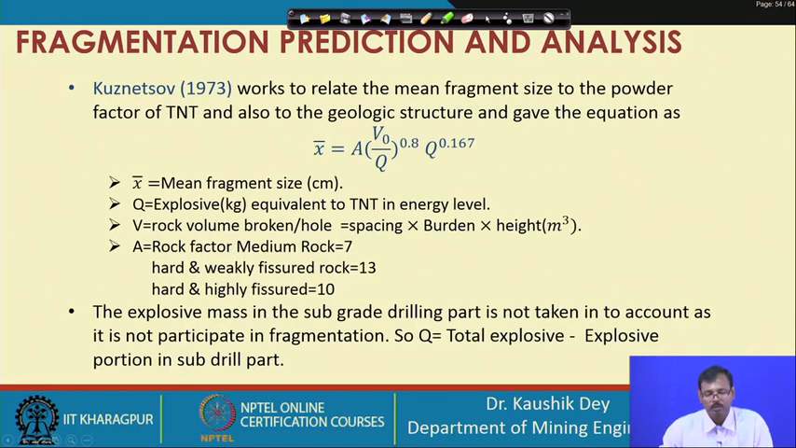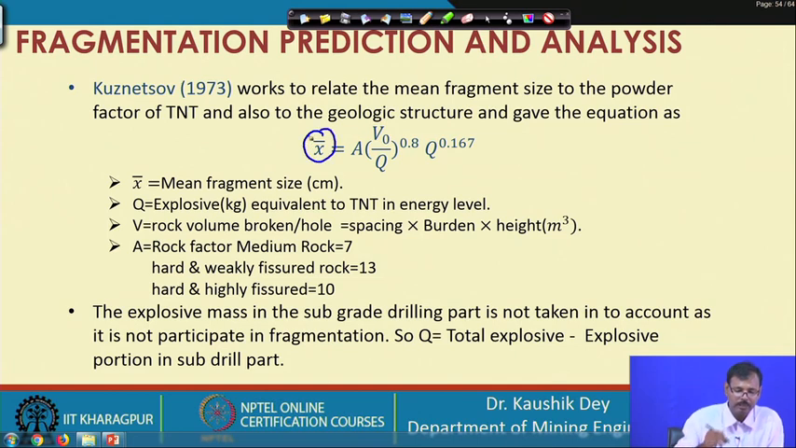So, this is the first model, given by Kuznetsov, to get the mean fragment size, and this depends on the rock factor, the volume of rock broken, and the explosive charge quantity required, equivalent to TNT.